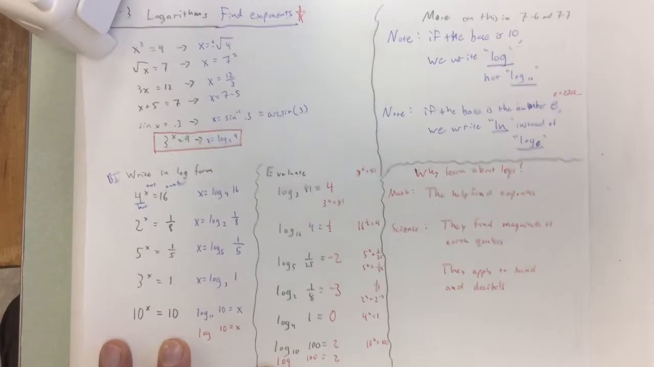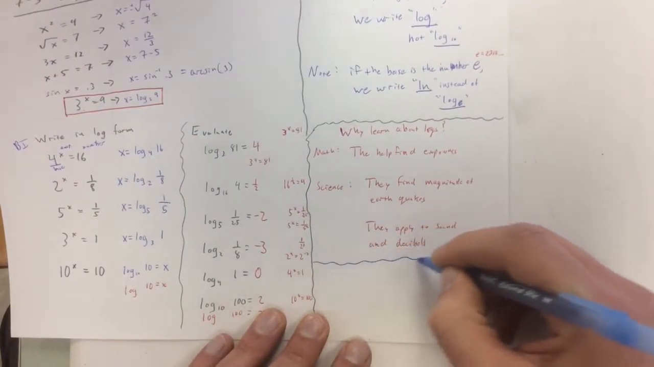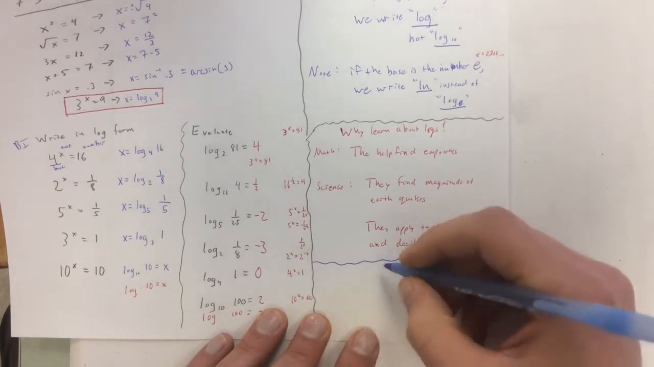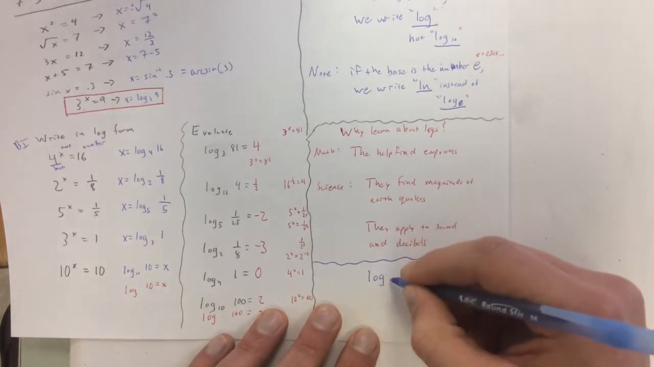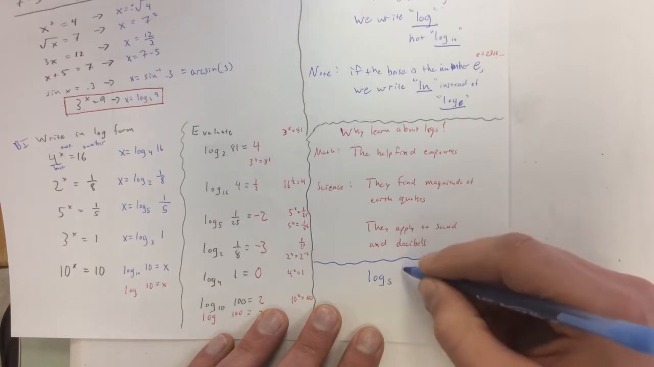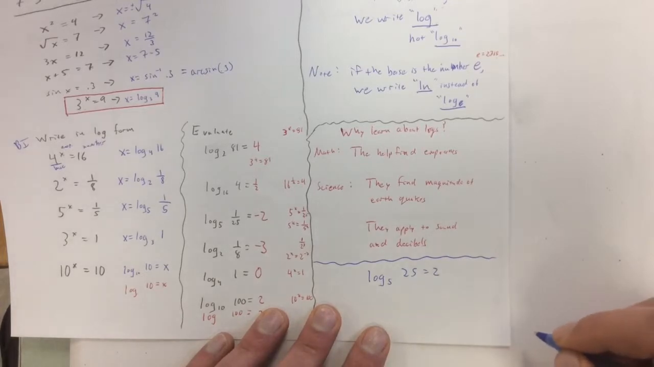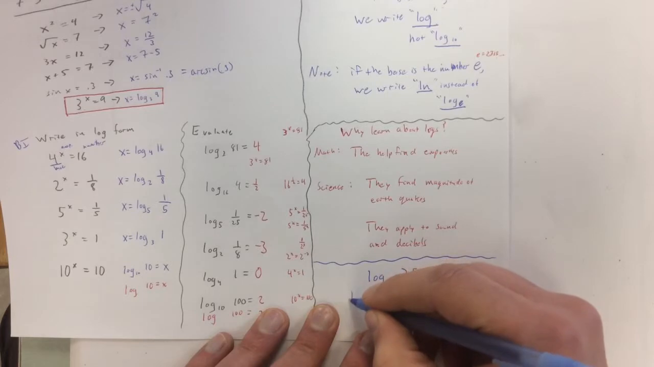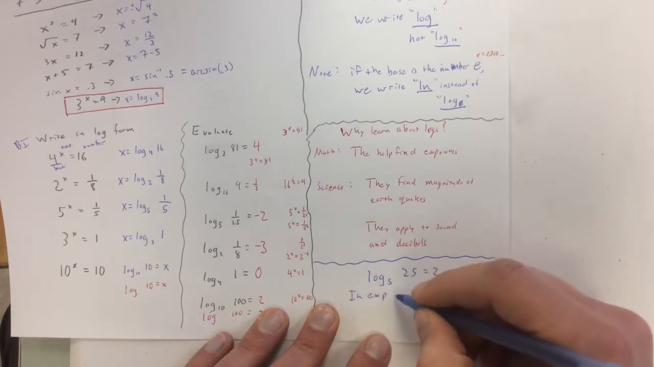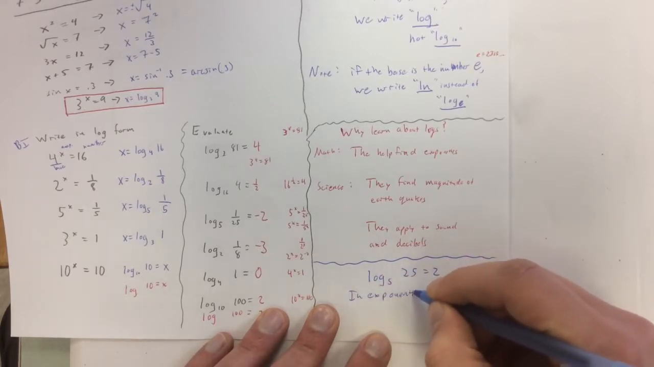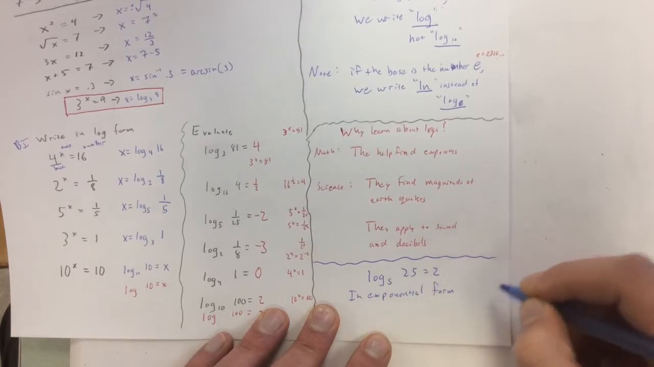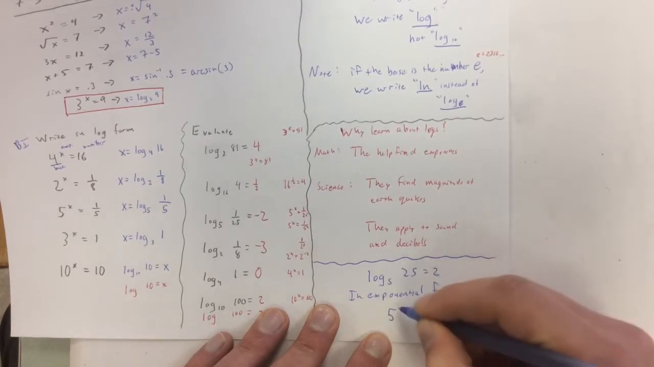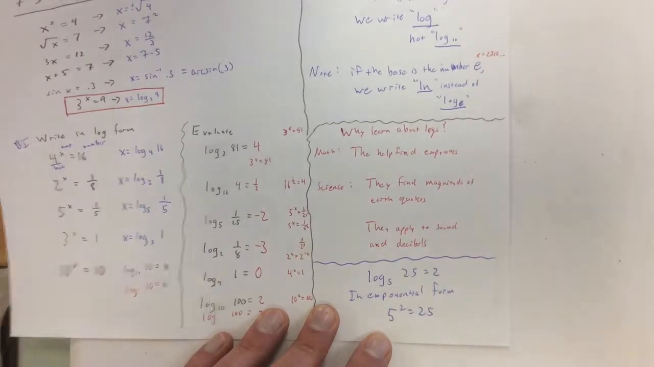Let's say we had the following problem, though. Let's say I had log base 5 of 25 is equal to 2. Make sure you can also go backwards and write it in exponential form. In exponential form, it would be 5 raised to the 2nd is equal to 25.